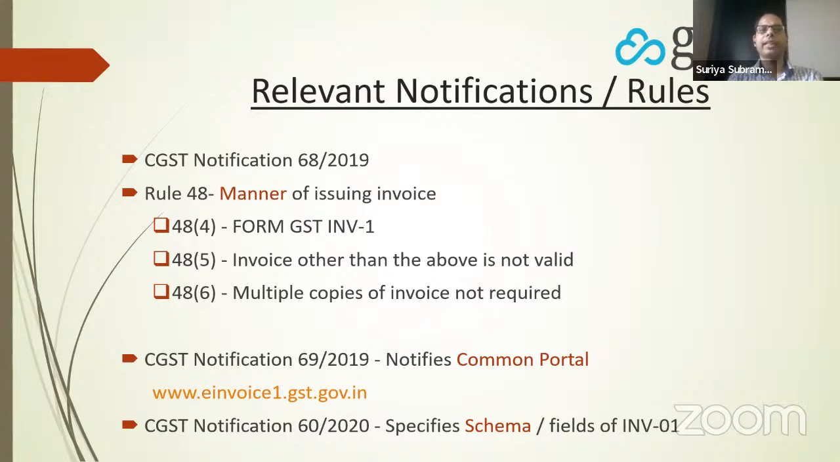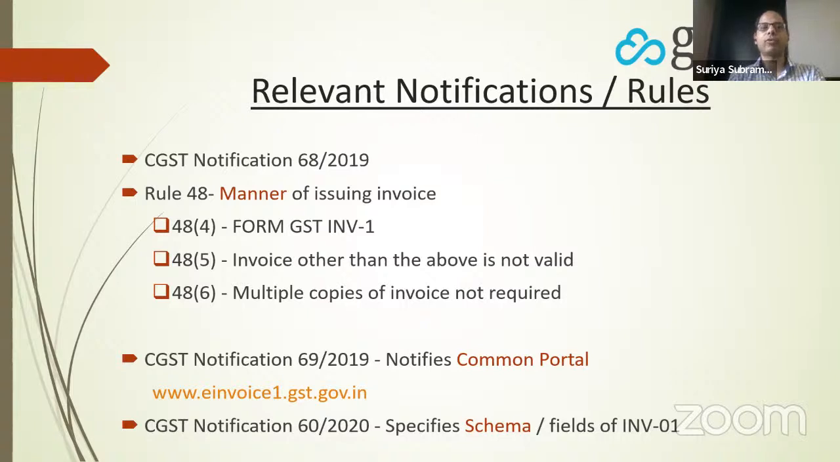Further, sub-rule 6 gives a simplification. It says that multiple copies of invoices are not required. Earlier, you had to have an original for the recipient, duplicate for the transporter, triplicate for the supplier. These concepts are not required. So if you have generated a digitally signed invoice with the government portal and gotten the acknowledgement, that is sufficient. That is enough. You don't need to print them.